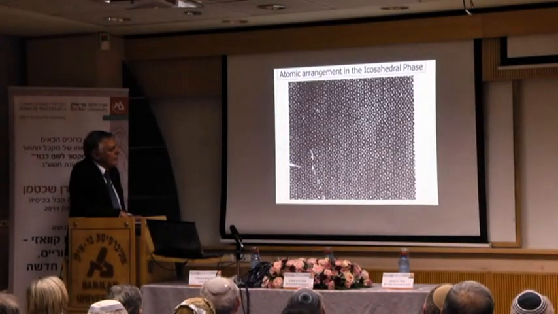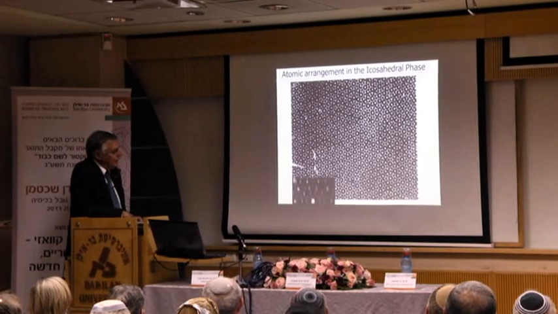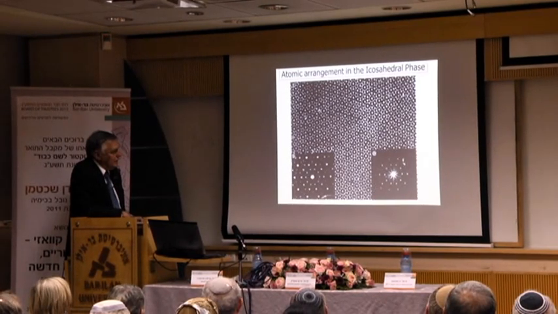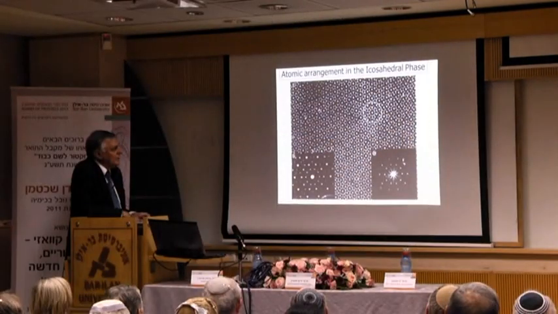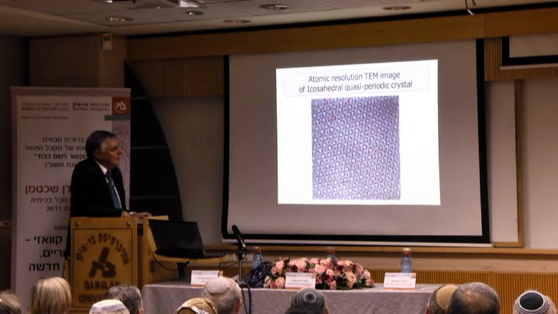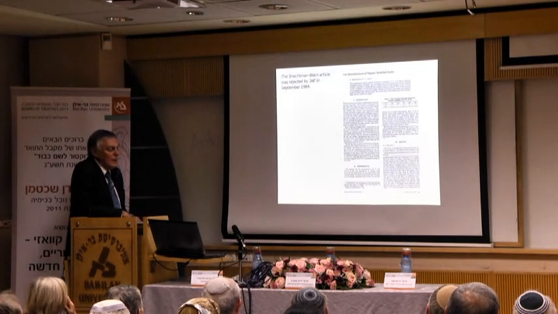And the last experiment was made by friends of mine in France. I will not repeat this experiment, but it shows again that there are no twins. These are atoms in icosahedral phase. Okay, and these are a modern picture.